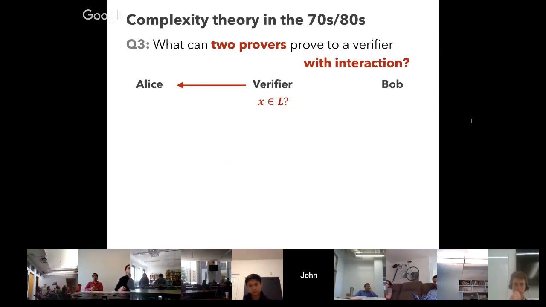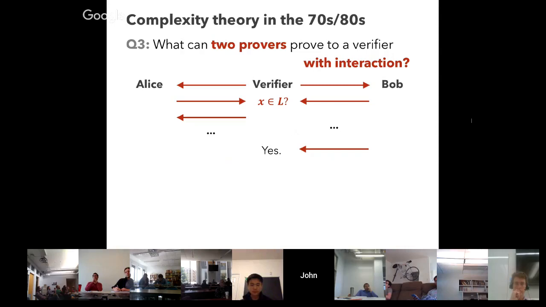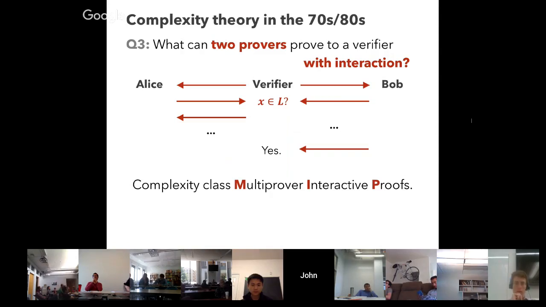So the only way they can communicate at all is through the verifier. A typical interaction is that the verifier asks Alice a question and gets back an answer. Given that answer, maybe they ask Bob a question and get back an answer from him. This protocol goes on for a while until the verifier is satisfied that the answer is yes or no. This is the complexity class multi-prover interactive proofs, or MIP for short. Again, we do know the answer: if you add additional provers, then you expand the power of IP from PSPACE all the way to NEXP.